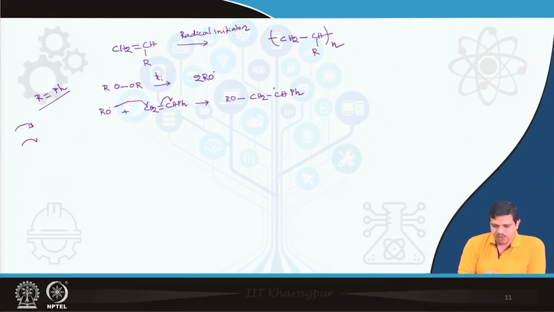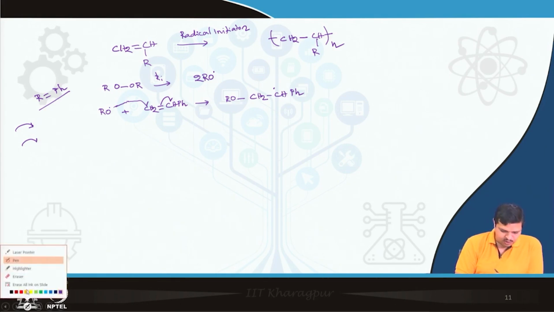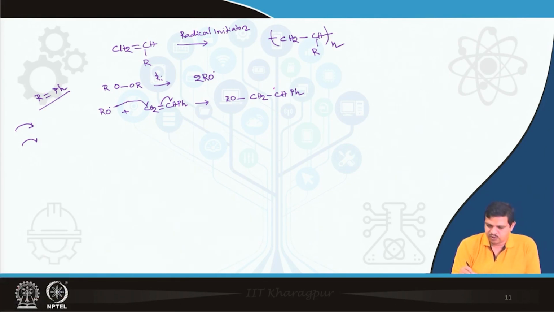Then you will see that it first attacks here, because this is sterically favored, here the phenyl group is there. So, it attacks at the less sterically hindered position, and then it undergoes this rearrangement further. And why? Because this is more stable, because it is conjugated with the phenyl group. So, now you will see that this is my reactive end.